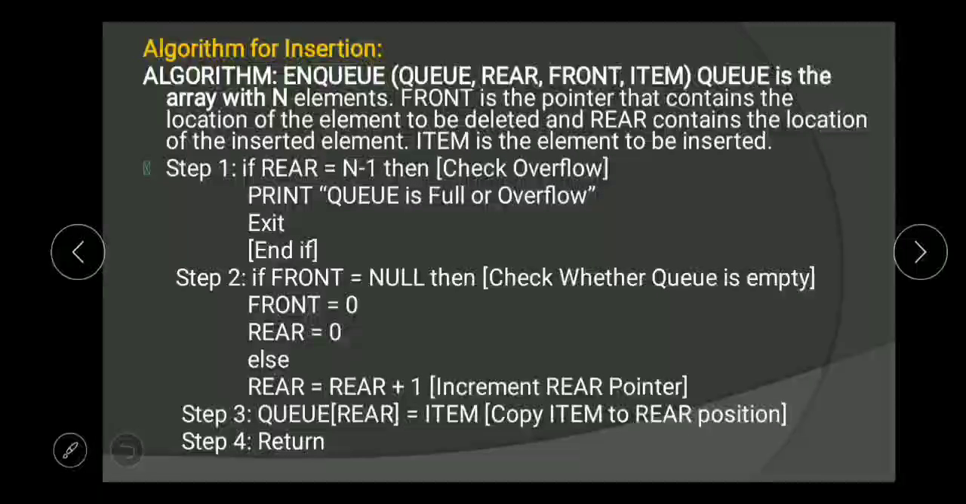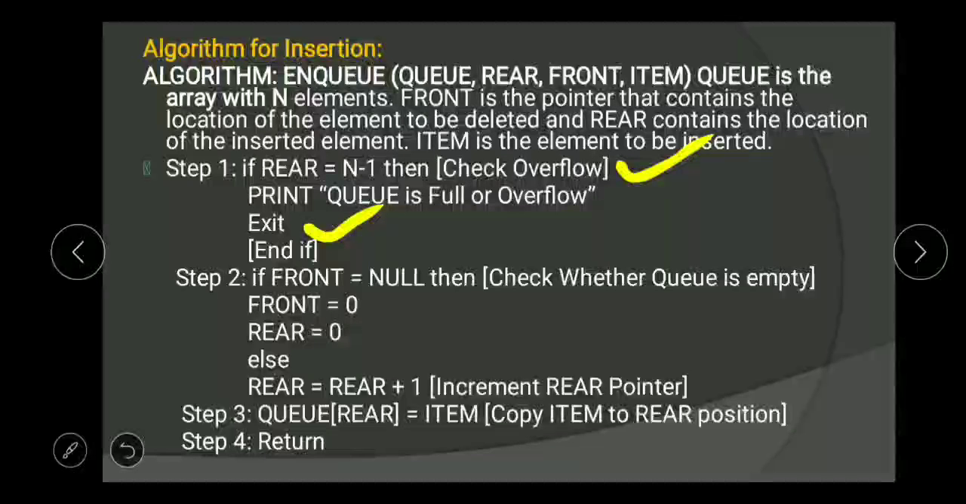Step 1, we have to check whether Q is full or not. For that, the condition will be if rear is equal to n minus 1, then the queue is full. When the queue is full, we can't insert any element into that queue, so we have to exit the if statement.